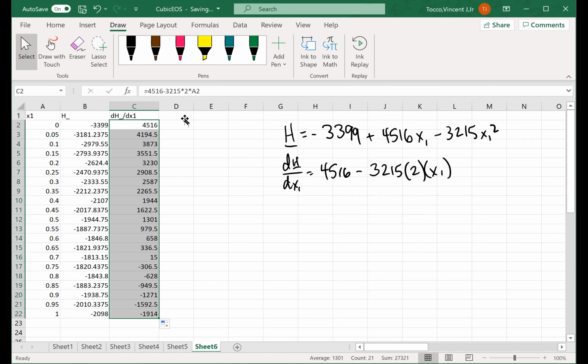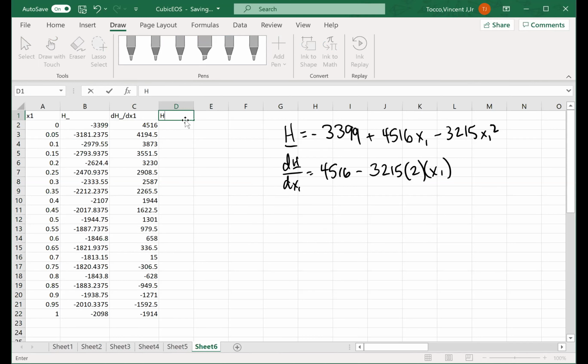Okay, perfect. So now I'm going to have another column. This is going to be h overbar 1 and h overbar 2. Going to apply the formulas that I have for these two things. So h overbar 1 is the molar property plus, it's x2, so it's 1 minus x1, and that is multiplied by the derivative.